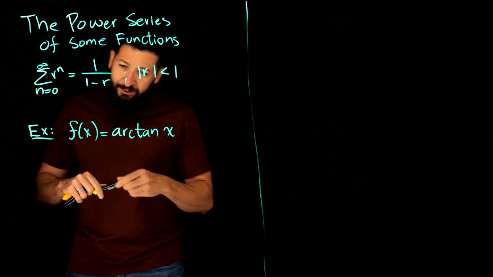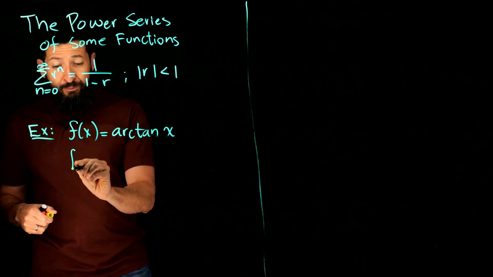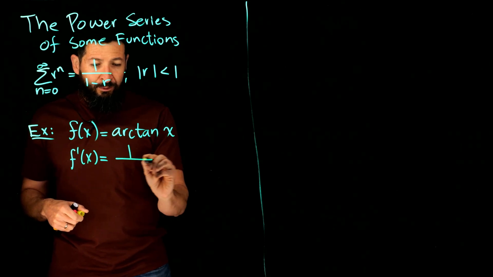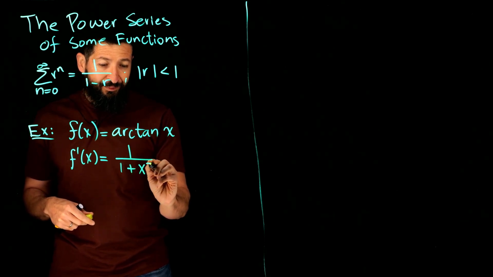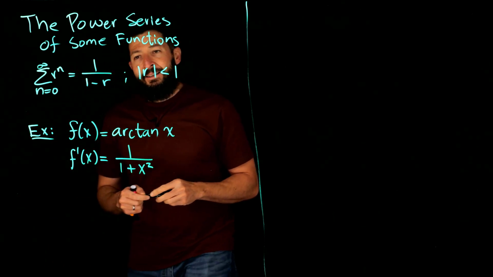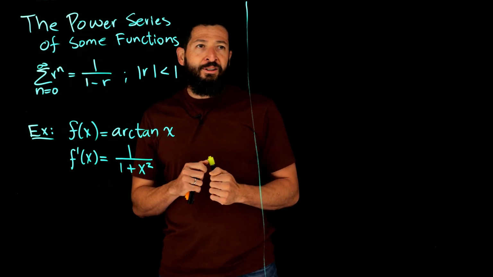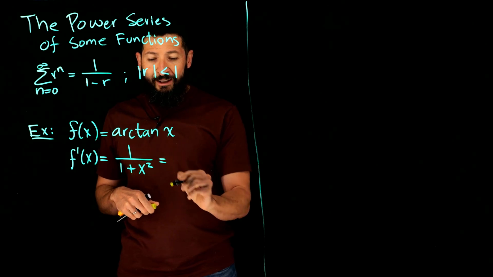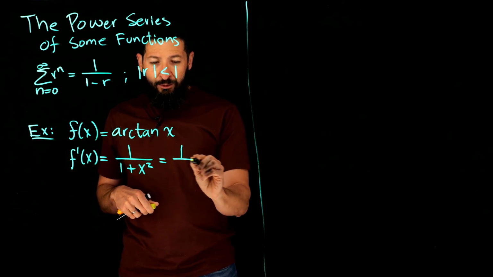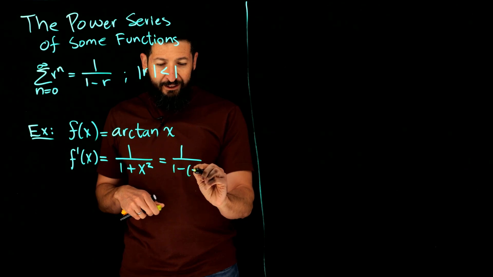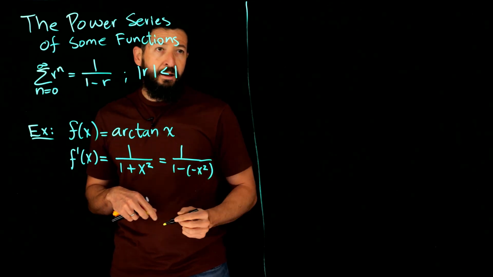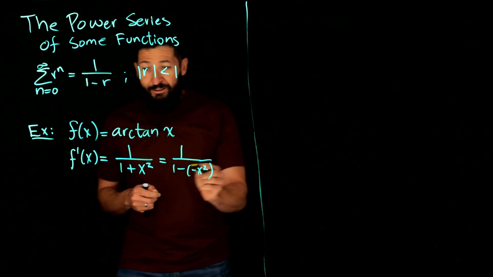Well, we cannot do that one, but we can remember that the derivative of the arctangent is 1 over 1 plus x squared. And that looks a lot more like this, because r, you could pick it to be negative x squared. And you can write it as 1 over 1 minus negative x squared. And that's going to be your r.